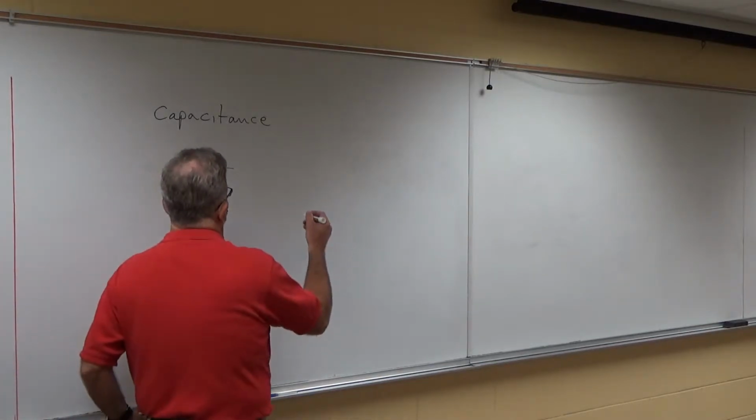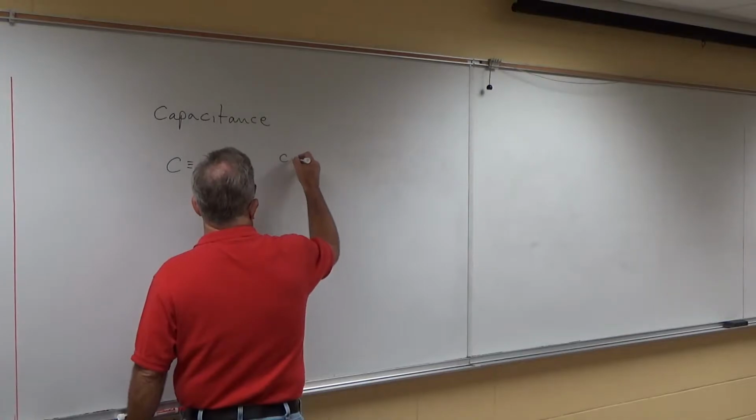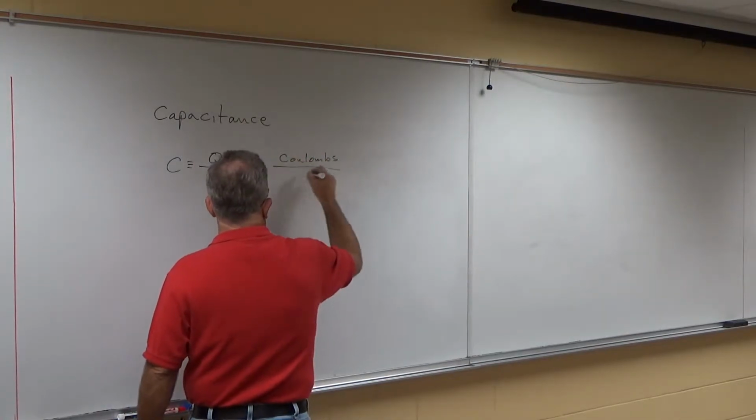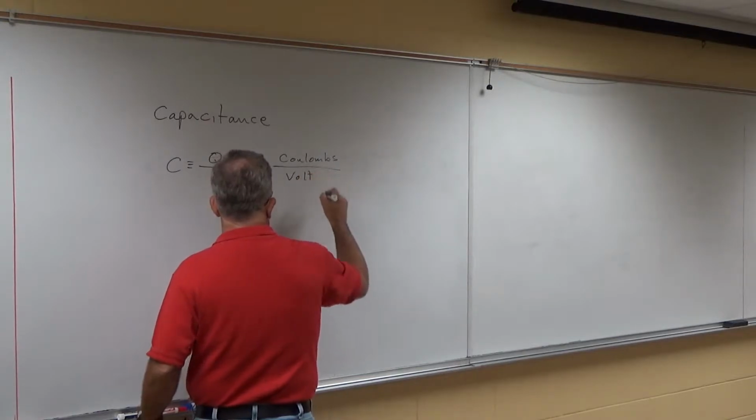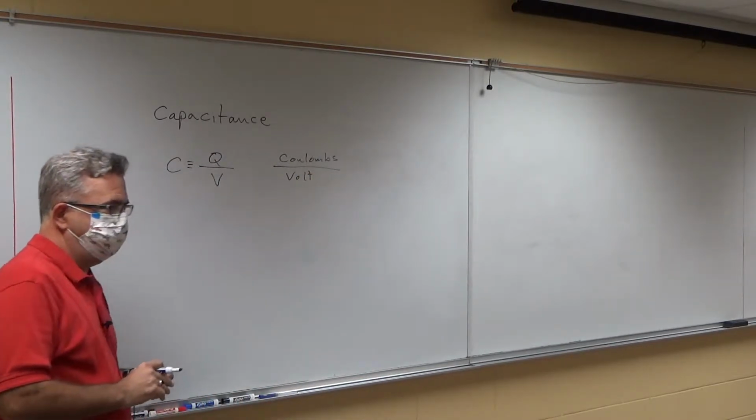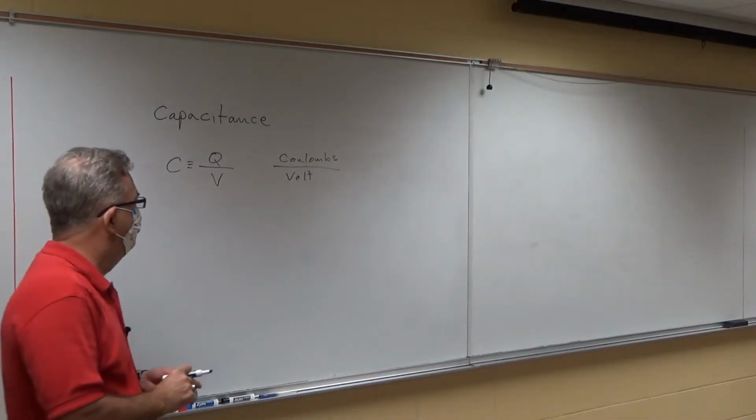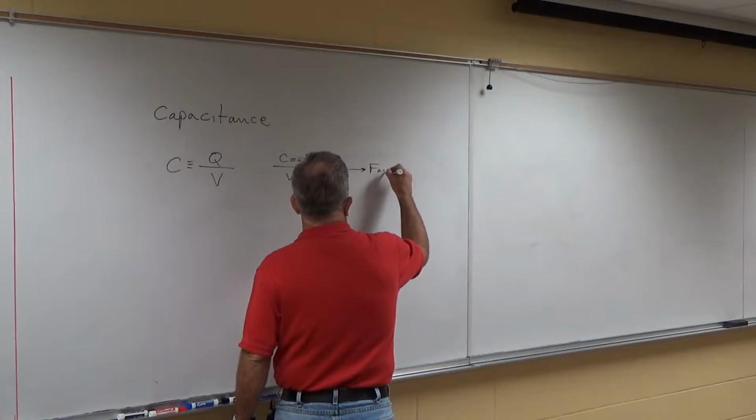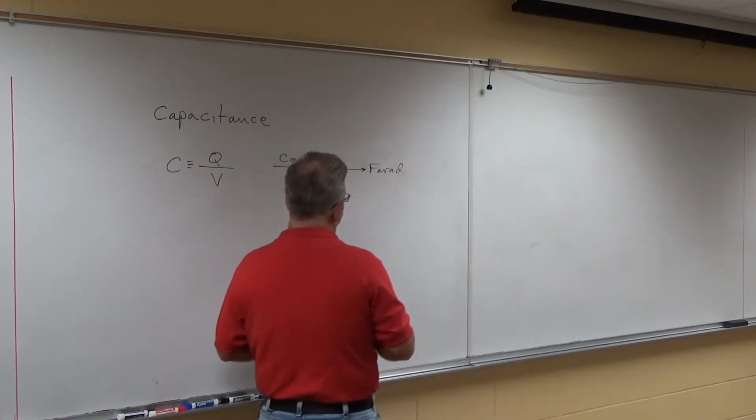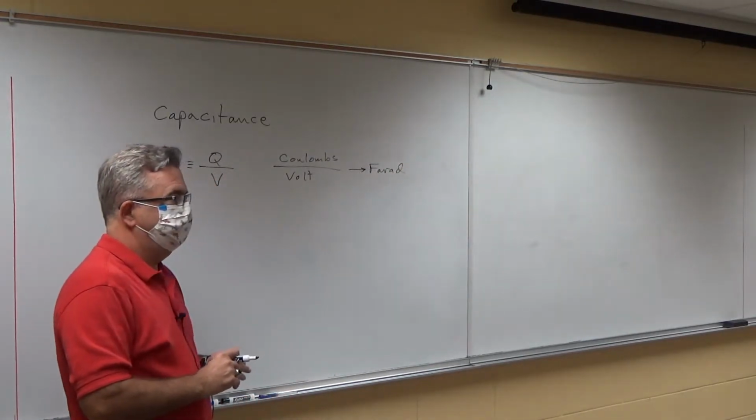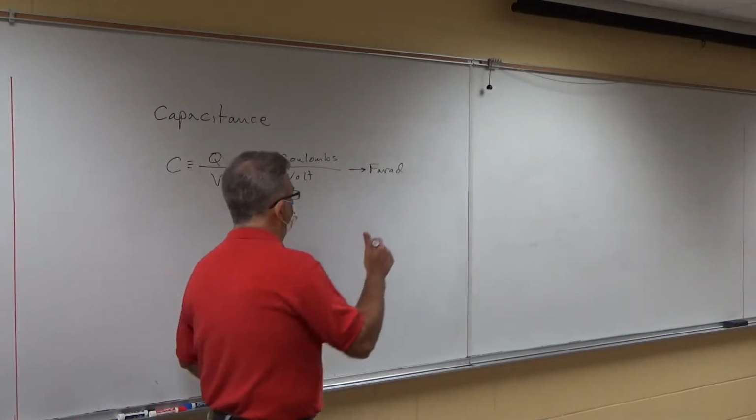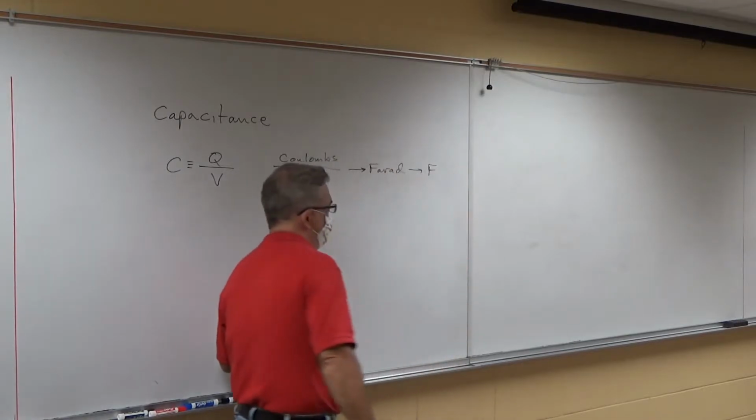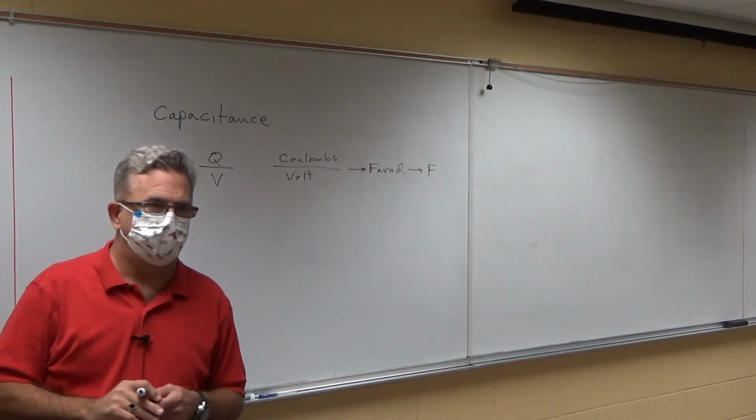It's measured, obviously, in coulombs. I'll write that out. Coulombs per volt. That's the unit of capacitance, the SI unit. That has another name, named after Michael Faraday. It's a farad. It has the SI symbol capital F for farad.